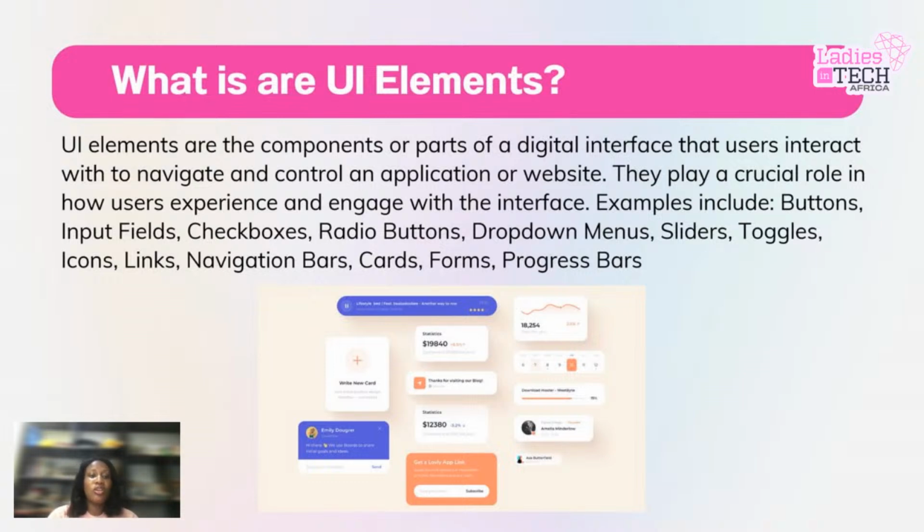They play a crucial role in how users experience and engage with the interface. Examples are buttons, input fields, checkboxes, radio buttons, drop-down menus, sliders, toggles, icons, links, everything. Progress bars, forms, cards, navigation bars. So yes, what you see are elements, but most importantly, and what we'll be choosing today, are elements that the users actually interact with. So, what do I interact with?